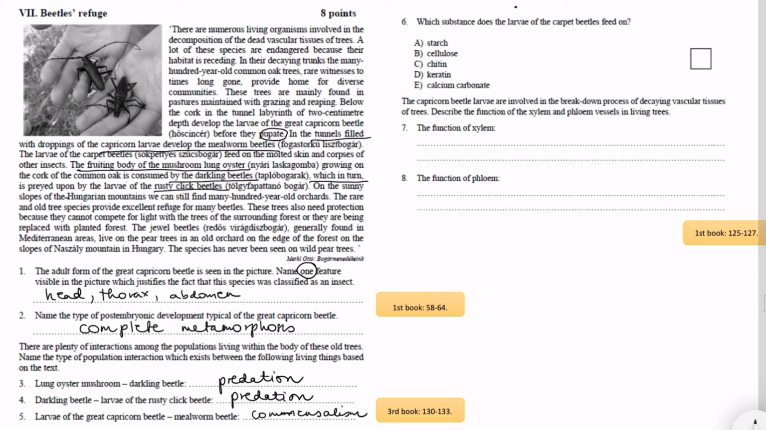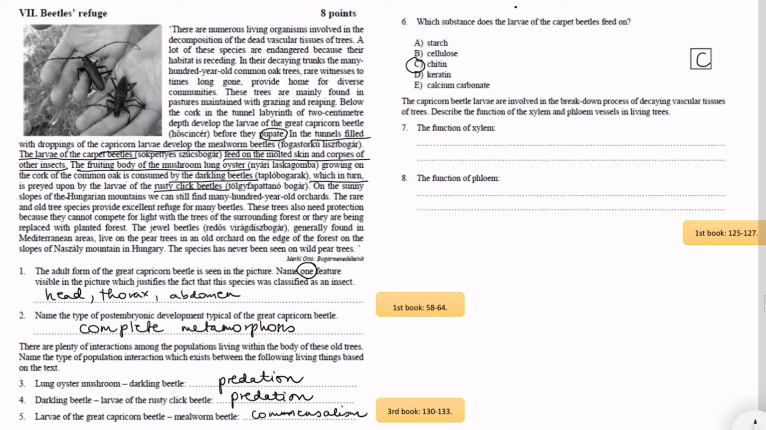Okay. Which substance does the larvae of the carpet beetles feed on? Starch, cellulose, chitin, keratin, or calcium carbonate? As we can read it in the text, the larvae of the carpet beetles feed on the molted skin and corpses of other insects. Now, this statement helps us to answer the question. We know that the exoskeleton of insects is made up of chitin, which is a nitrogen-containing polysaccharide. So obviously, this is going to be the good answer for question 6.